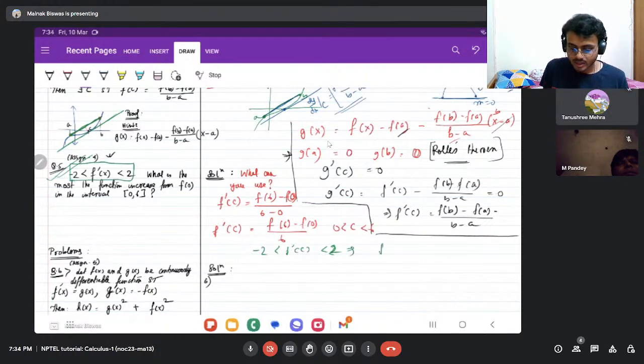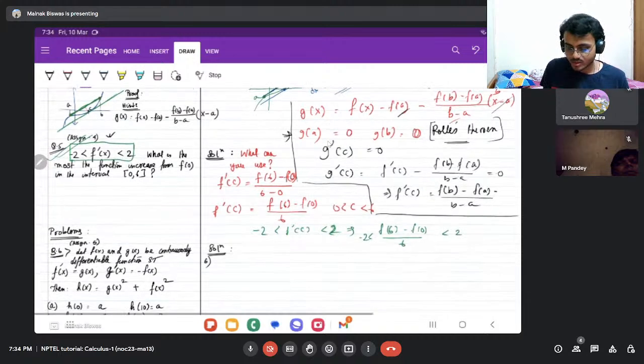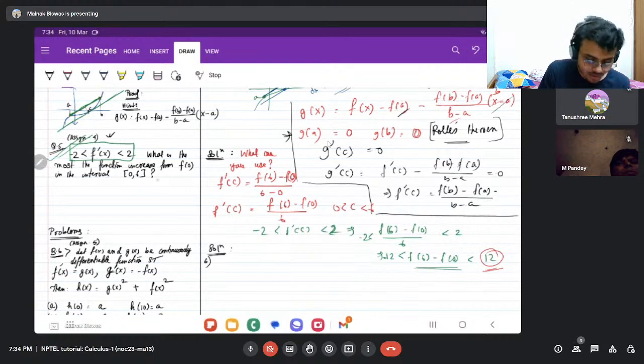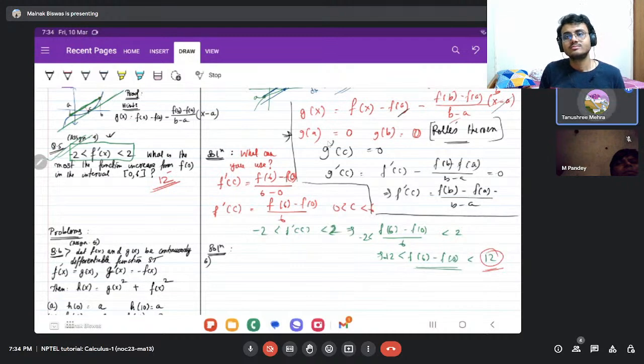Now you put f of 6 minus f of 0 by 6 is between minus 2 and 2, right? Or f of 6 minus f of 0 is between 12 and minus 12. So what is the maximum increase f of 6 can have from f of 0? 12, right? Or just less than 12. Agreed? 12 minus is the actual answer, should be the answer, right? Yes, sir.